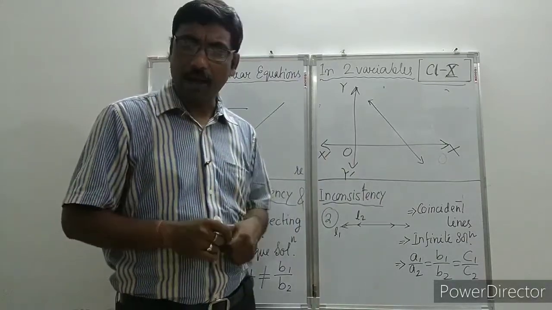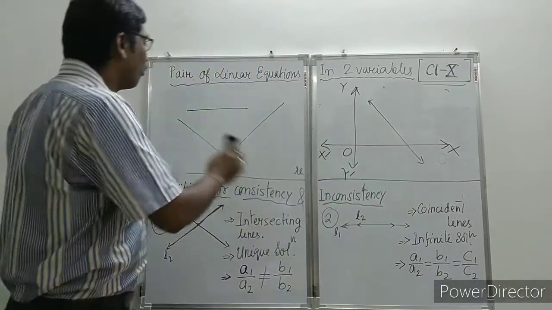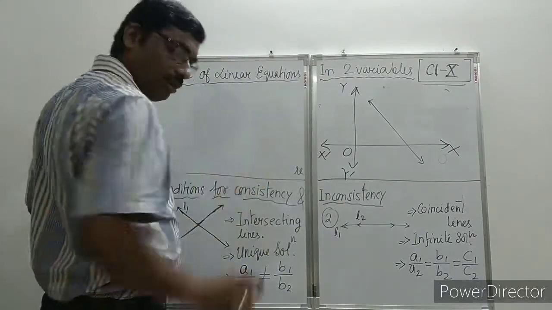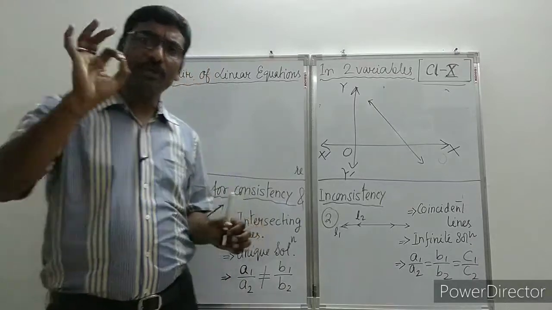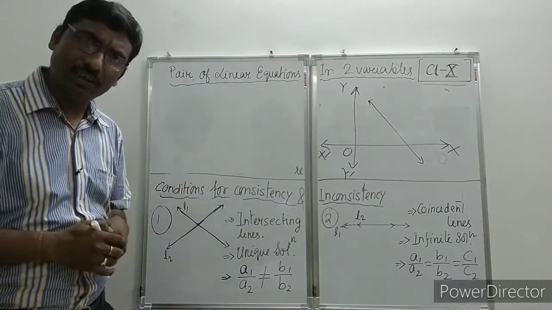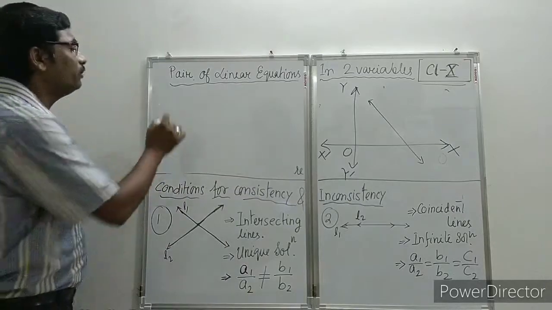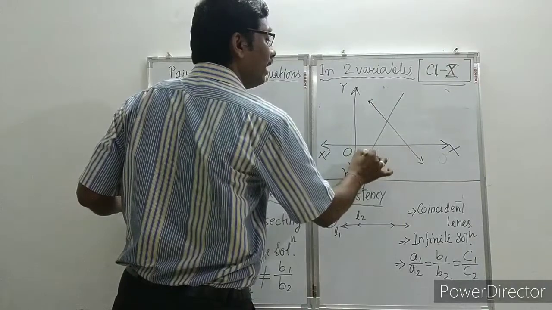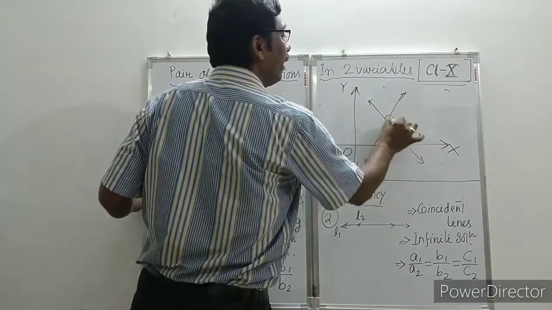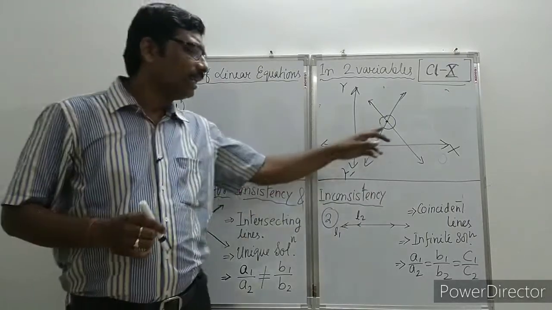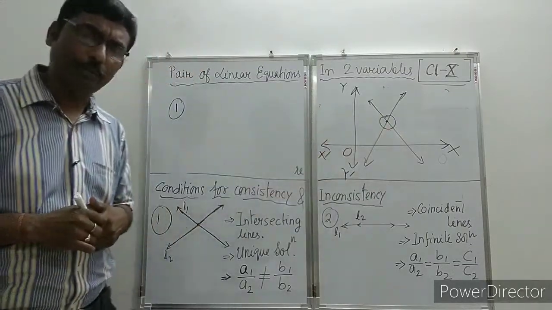So how this comes, we will learn from the graph first, then we will come to the conditions. Now, what are the possibilities of the graphs of two linear equations? The first possibility is both the graphs will intersect each other at a point. This is the first possibility. They will intersect at a point.